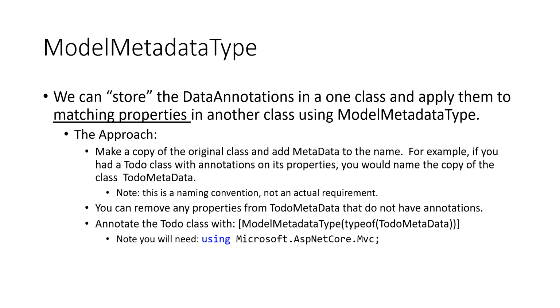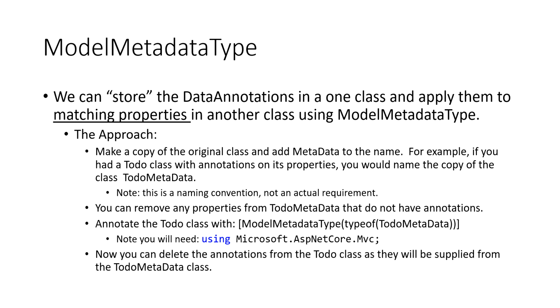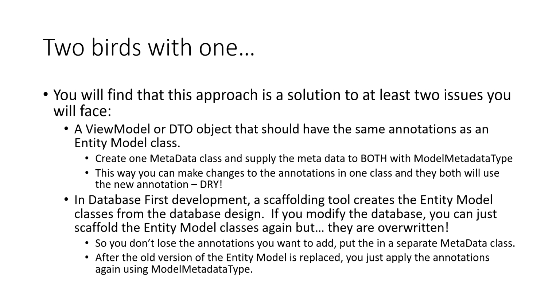Then we'll annotate the ToDo class, right on top of the class, with ModelMetadataType, typeof, and away we go. Then we'll apply all the annotations in the metadata class to the actual entity class itself. Of course, we might need a using, but that'll be added for us the way Visual Studio works today, with no problem. So this gives us two birds with one stone. The view model or DTO object will have the same annotations as the entity model class. We'll create one metadata class supplying that information to both the entity model and the DTO object, and we can change it in one place and away we go.